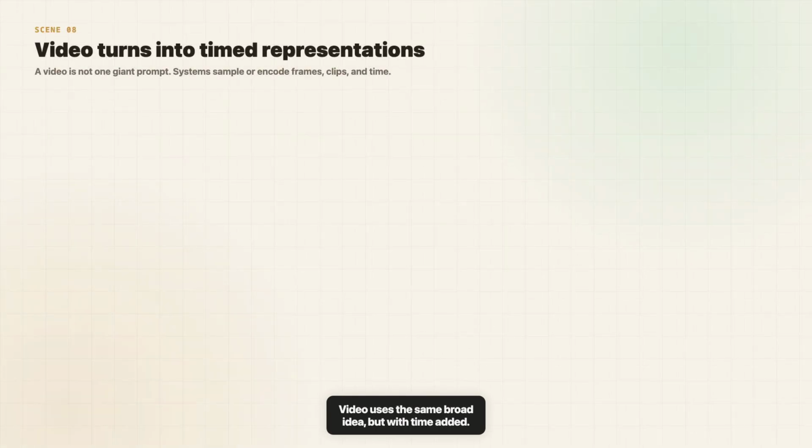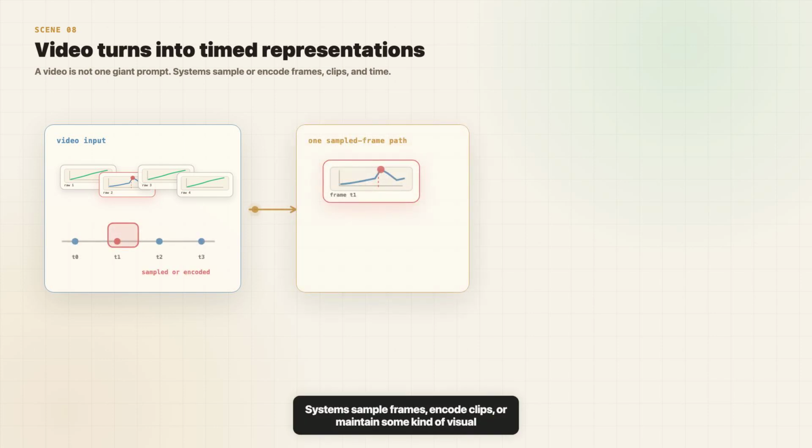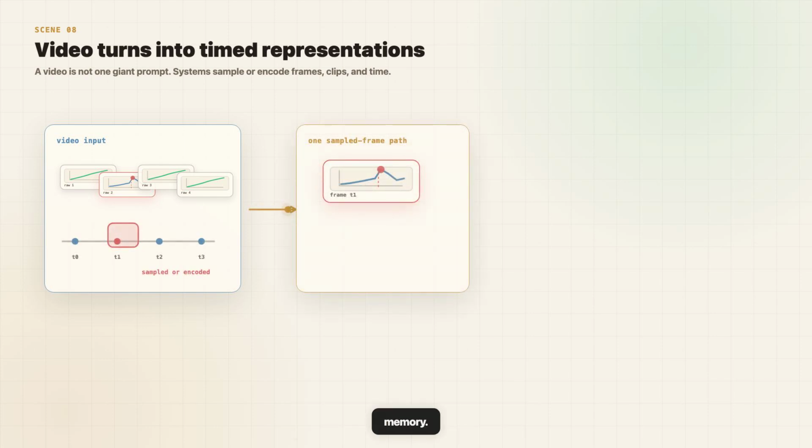Video uses the same broad idea but with time added. A video is not usually handed to the language model as one giant raw file. Systems sample frames, encode clips, or maintain some kind of visual memory. A sampled frame can be treated like an image. A clip encoder can capture motion across several frames.